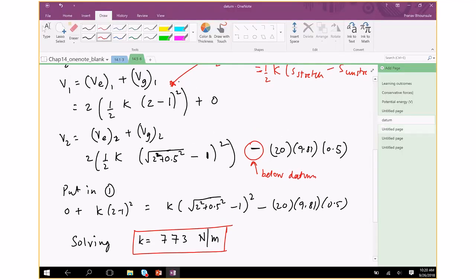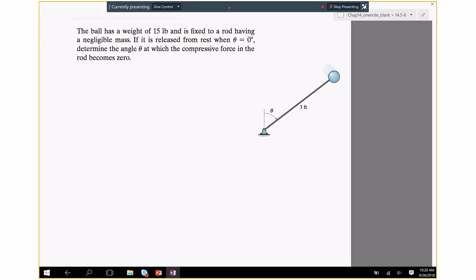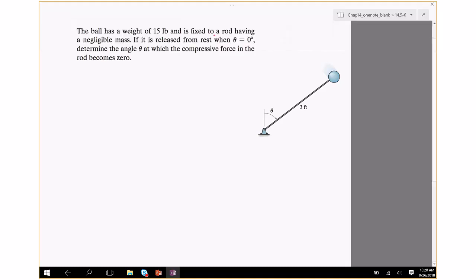So one of the famous problems in this category is a pendulum falling under gravity. Okay, here is one. The ball has a weight of 15 pounds and is fixed to a rod having negligible mass. So this rod is massless. It is released from rest when theta equals 0, which means this is the initial condition. Determine the angle theta at which the compressive force in the rod becomes 0. So the compressive force becomes 0, or the tension in the rod becomes 0.